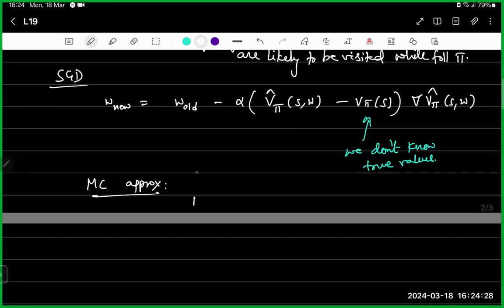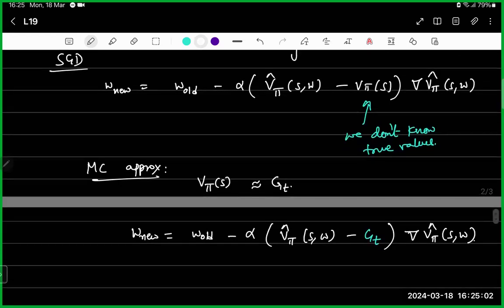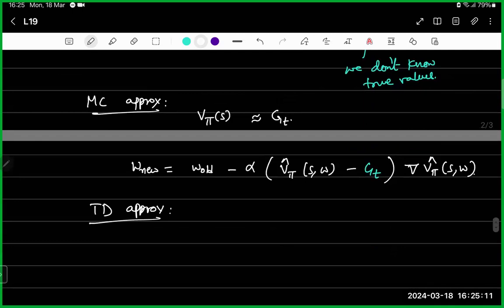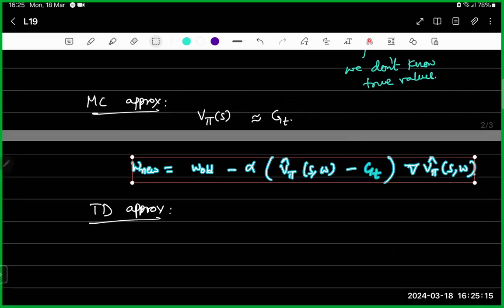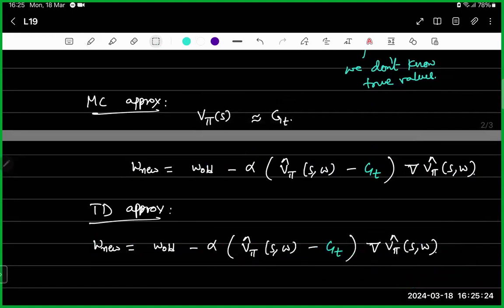So you just approximate V pi of S using G_t. Okay, so essentially the update will be this. Okay. So this is a Monte Carlo based function approximation method. So if you want to use a TD based method, what should we substitute here? How do you think the TD based approximation will look? What should we write here?